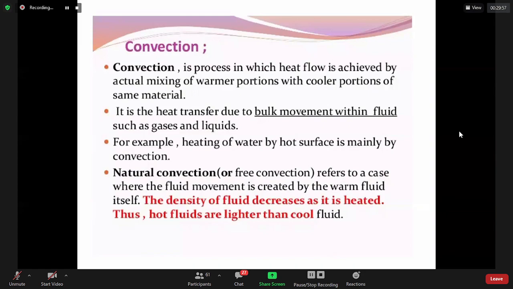But otherwise, we have two types of convection: natural convection and forced convection. Now, natural convection, which is free convection, refers to a case where the fluid movement is created by the warm fluid itself. So you heat at one point, then because of movement, waves, the fluid next, the region which is cooler, gets the heat.